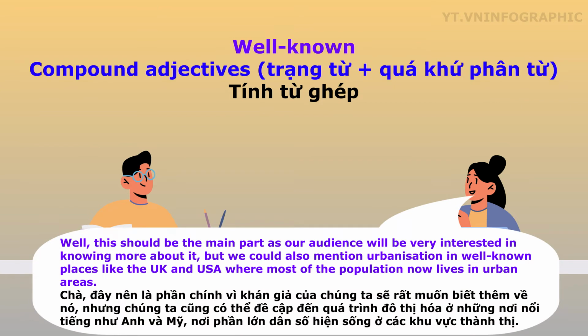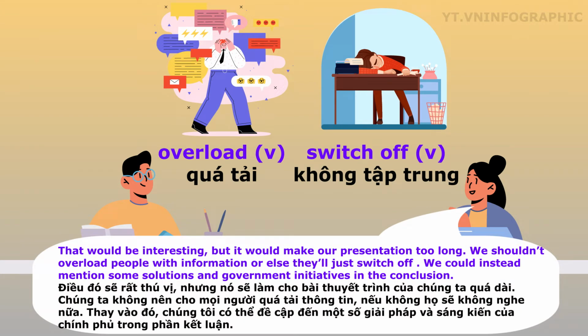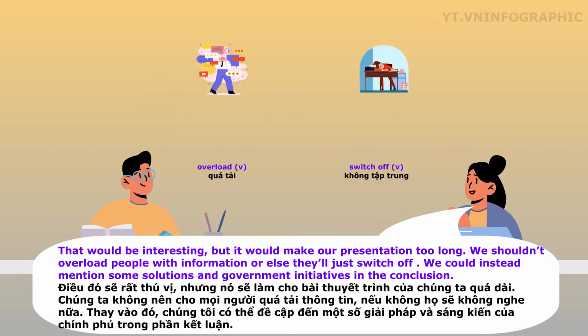Well, this should be the main part as our audience will be very interested in knowing more about it, but we could also mention urbanization in well-known places like the UK and USA where most of the population now lives in urban areas. Yes, it's important that we talk about how developed countries have solved the urbanization problems and propose some solutions to those in Vietnam. That would be interesting, but it would make our presentation too long. We shouldn't overload people with information or else they'll just switch off. We could instead mention some solutions and government initiatives in the conclusion.